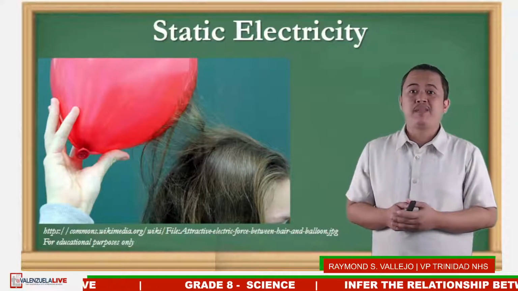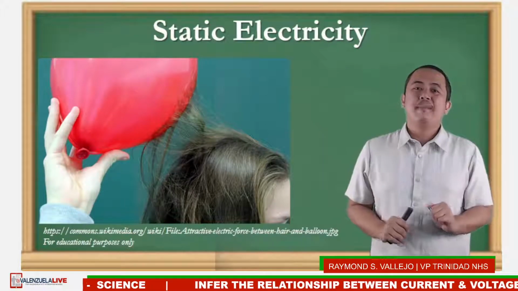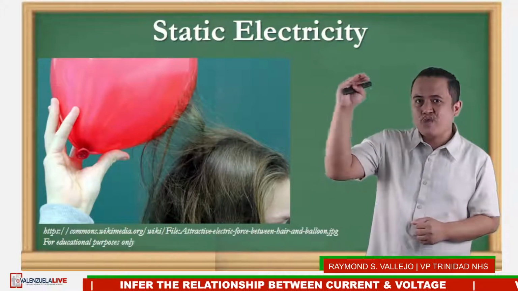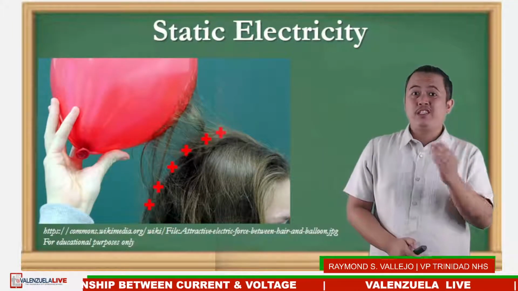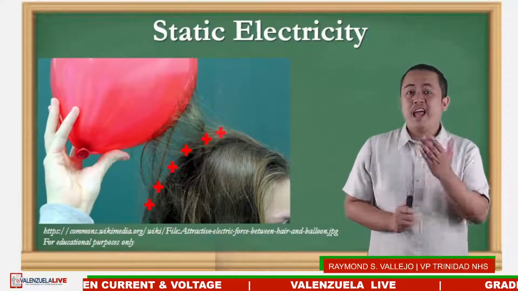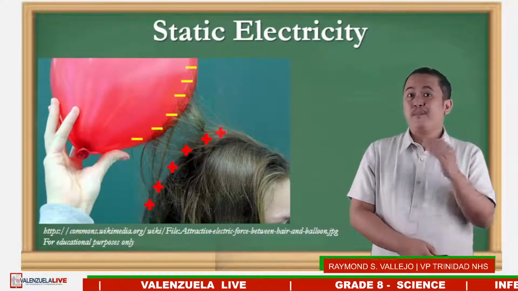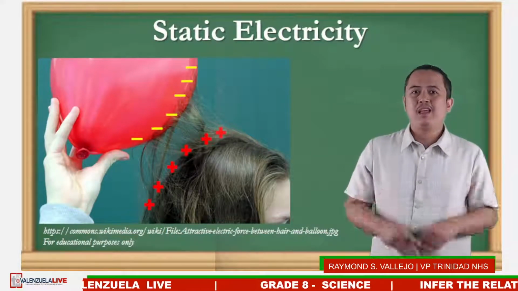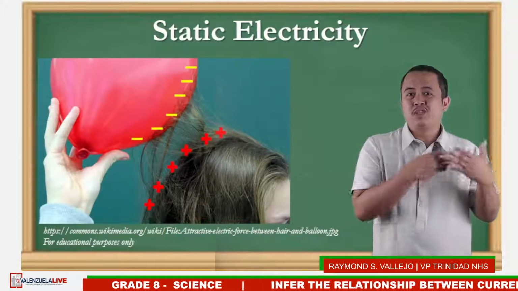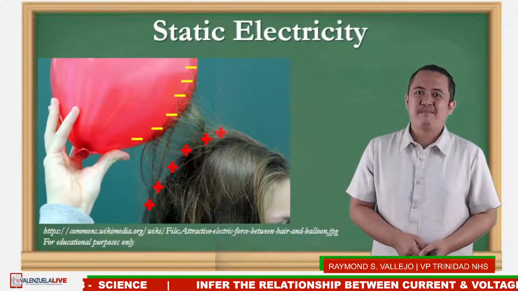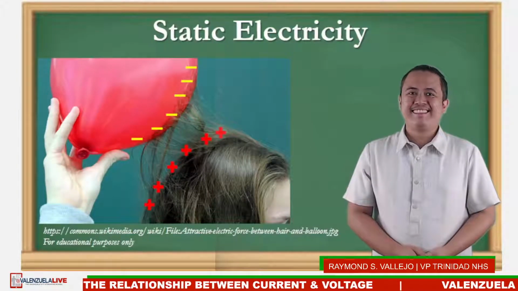The hair surface has more protons than electrons, while the balloon surface has more electrons than protons. The correct answer in our previous question is this. The hair is positively charged because it has more protons, while the balloon has more negatively charged particles. So the charge is negative. Again, it is because the balloon has more electrons.